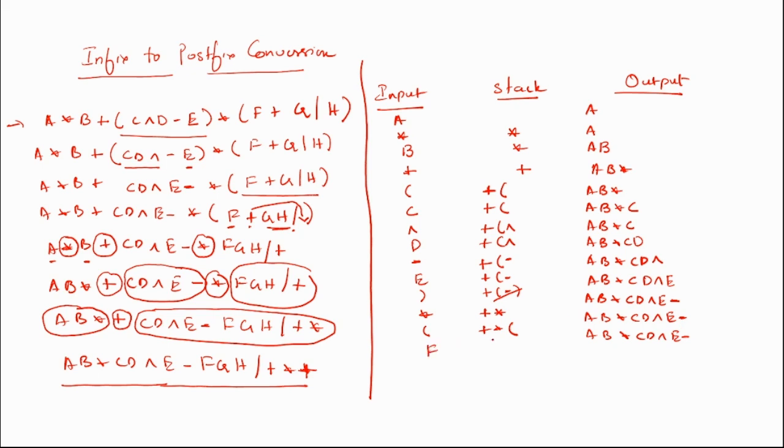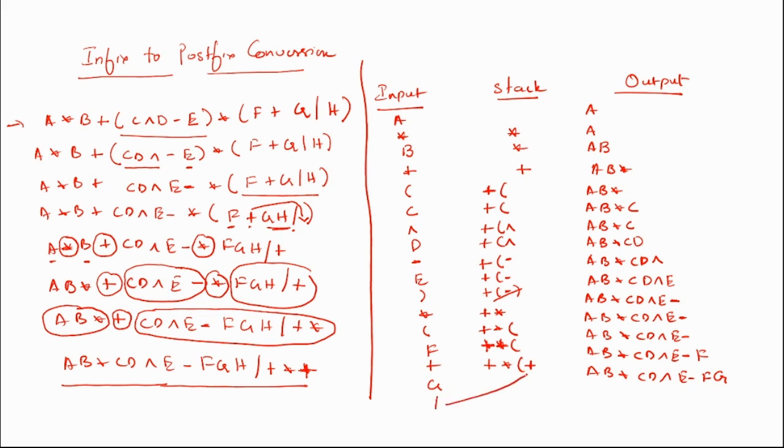Then I have F. F is not an operator. Therefore I'll say A B star CD to the power E minus F. Correct? Then I have the plus operator. I will push it directly into the stack. So this is the plus operator, this is the star operator, and I have again the plus operator. Therefore plus star plus, A B star CD to the power E minus F. Right? Then I have G. I will directly write G here for lack of space. Then I have division.